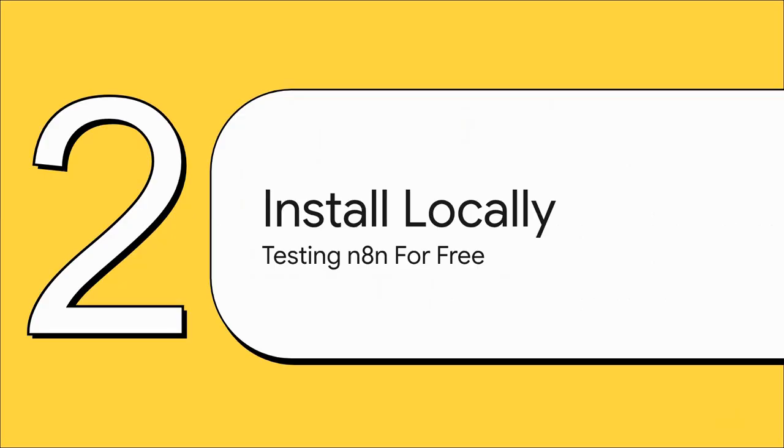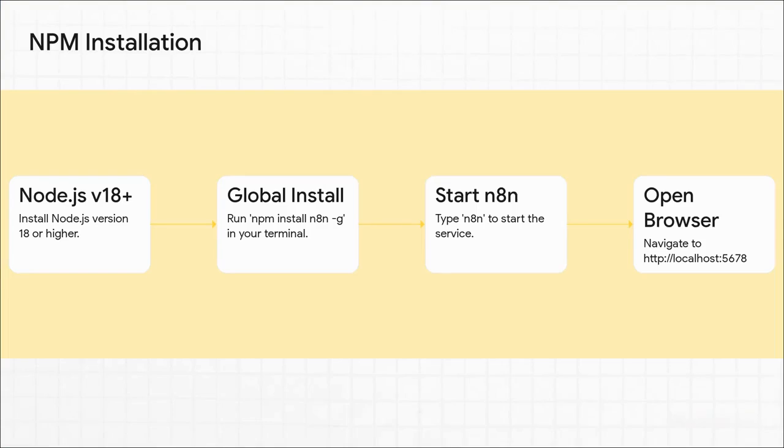Section 2. How to install locally. The absolute fastest way to get your hands dirty and start building locally is by using NPM, the Node Package Manager. Assuming you already have Node.js installed, it is literally just a few terminal commands. You install it globally, you type N8N to kickstart the service, and boom, your browser pops open to localhost on port 5678, and you are instantly right there inside the visual editor. It's absolutely perfect for rapid local prototyping.